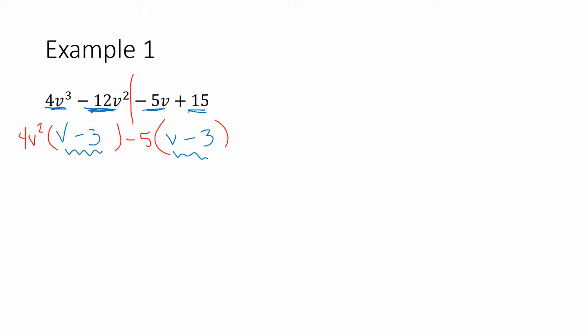The first half of this problem has an x minus 3. The second half of this problem has an x minus 3. So together we are going to bring out an x minus 3, which leaves behind 4x squared minus 5. So that is our final answer.